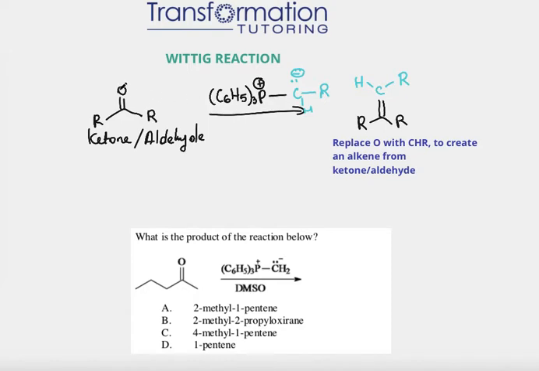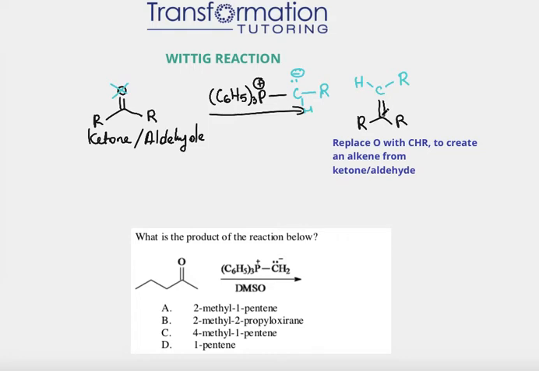So how do we predict the product of a Wittig reaction? All we have to do is look at this carbonyl carbon, the C double bond O, and replace the oxygen with this part of the Wittig reagent, the part that has the carbon and whatever is connected to that carbon. So we take oxygen and replace it with the carbon and whatever is connected to the carbon from the Wittig reagent. I wrote here an easy way: replace oxygen with CHR to create an alkene from a ketone or aldehyde. So what this reaction does is turn your ketone or aldehyde into an alkene.